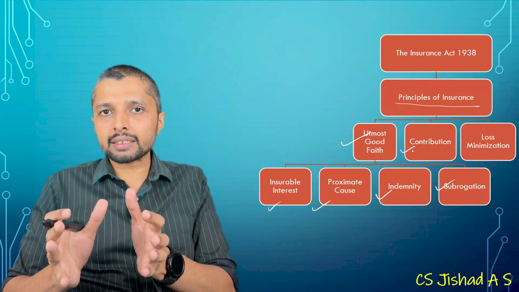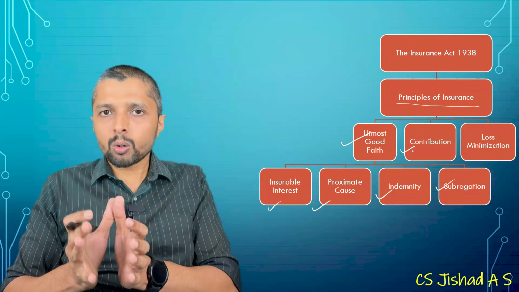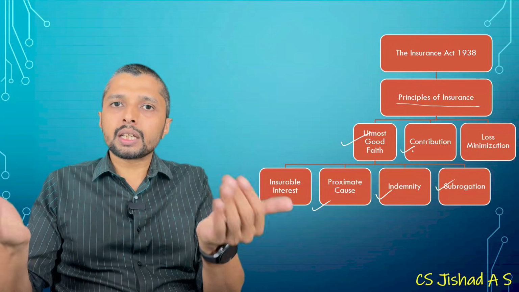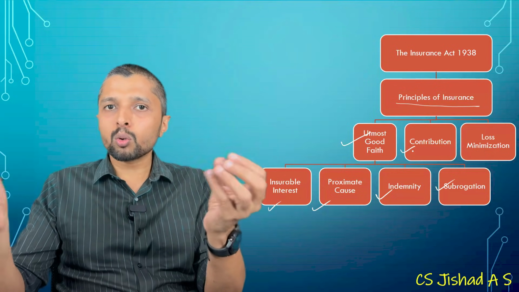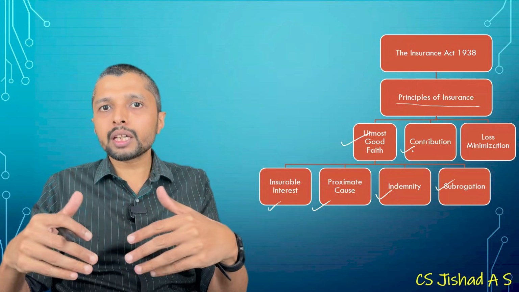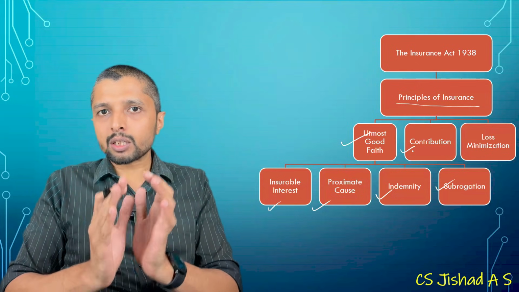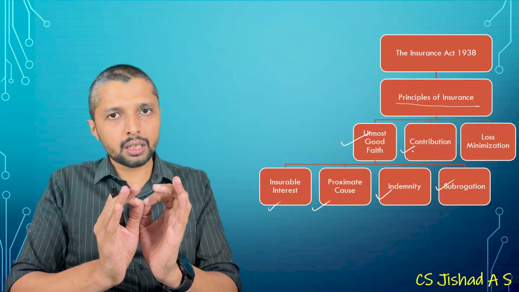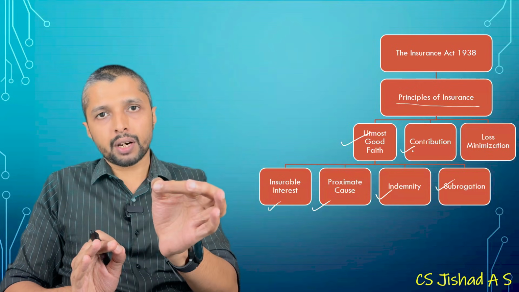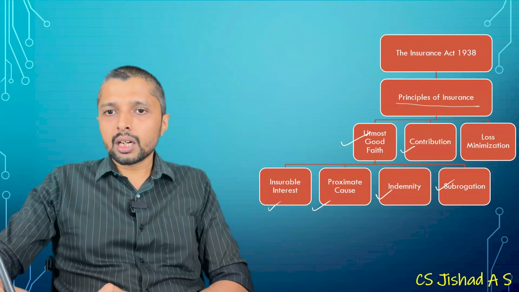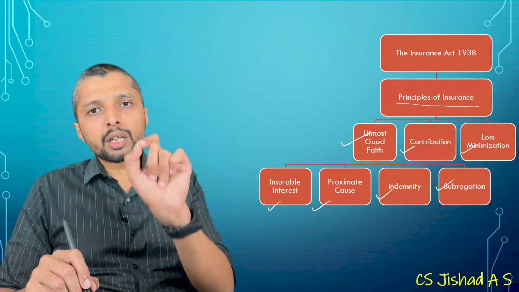Suppose the insured has taken policies from two companies, and X amount is the loss. Suppose 10 crore is the loss, both companies will be indemnifying up to this 10 crore. It doesn't mean that both companies will give 10 crore each, which would give a profit to the insured. So contribution specifies that the actual amount of loss you have incurred will be indemnified by the insurer. Loss minimization means all the steps have to be taken by the insured to minimize or reduce the losses.